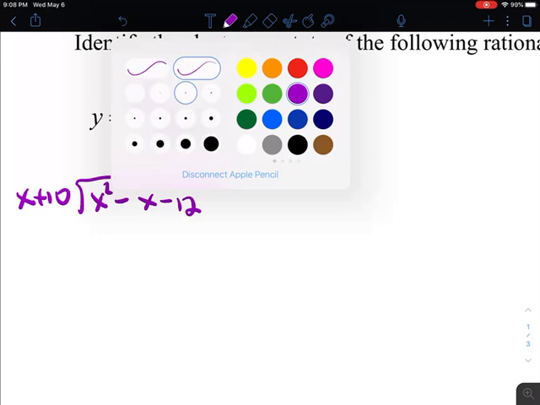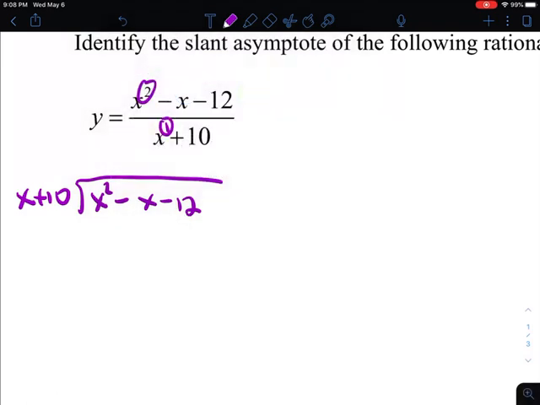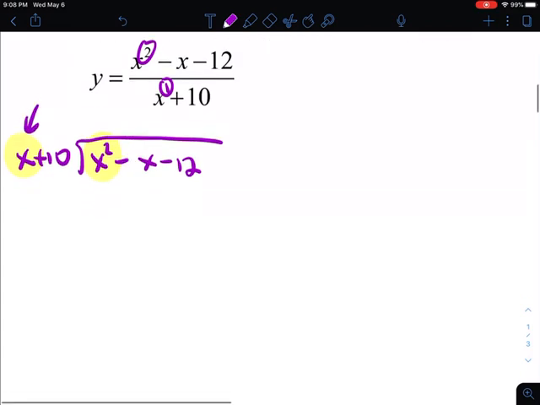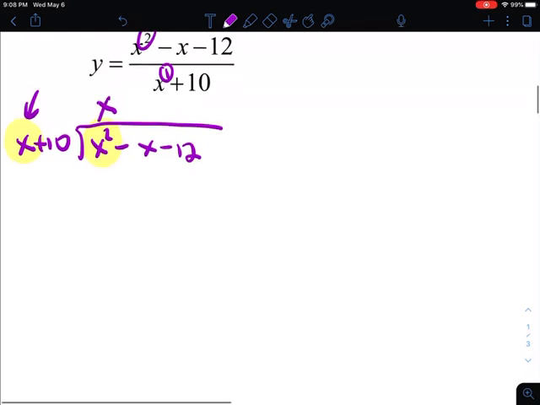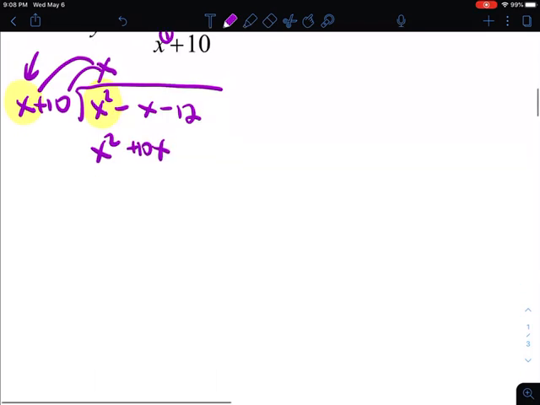Just as a refresher in case you forgot, first you want to see how many times can x go into x squared. In other words, what multiplied by this x will give me x squared? Well, the answer will be x, because x times x will be x squared. So let's go ahead and multiply. x times x, I get x squared. And then x times 10 will be plus 10x. And then remember, now we're going to subtract.